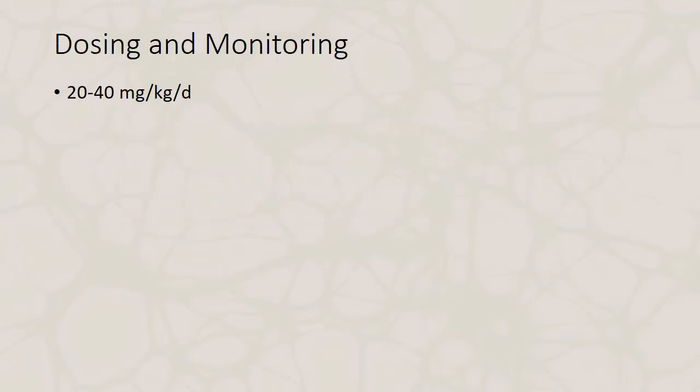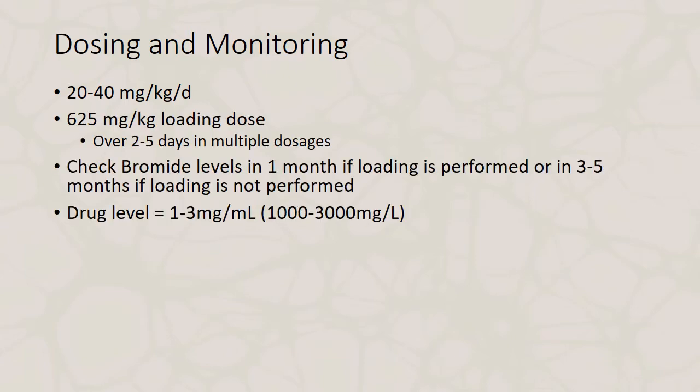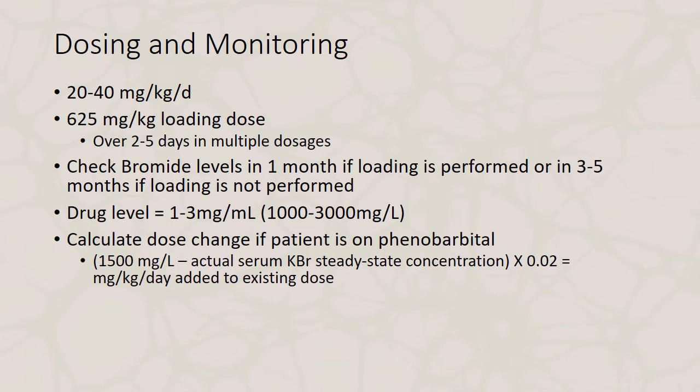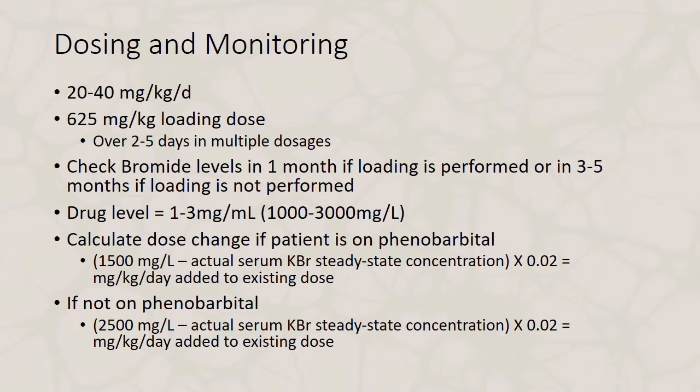For dosing and monitoring, this is what is available for potassium bromide. If a patient is on phenobarbital, try to get the drug level closer to 1 milligram per mil. For those not on phenobarbital, closer to about 2 to 2.5 mg per mil.